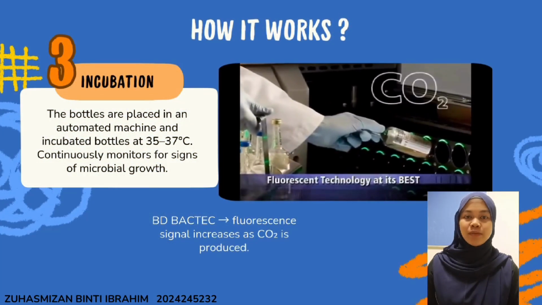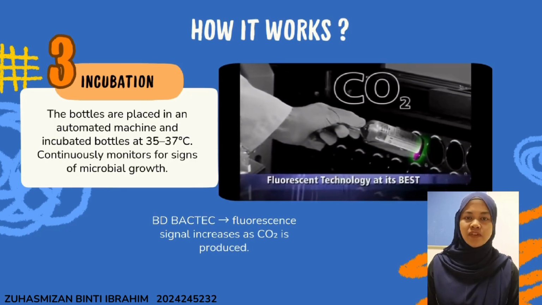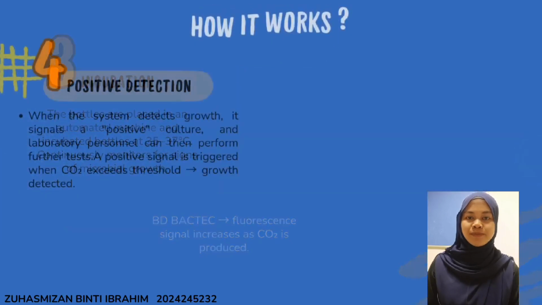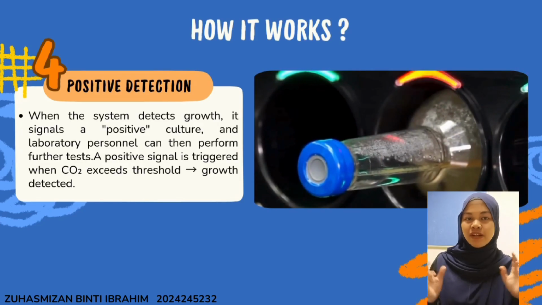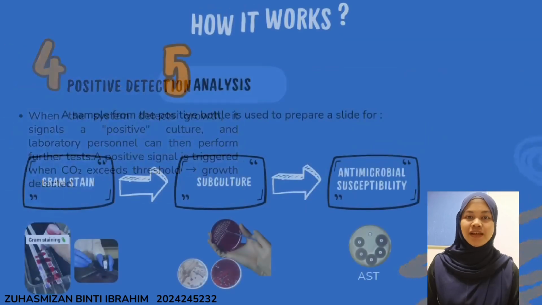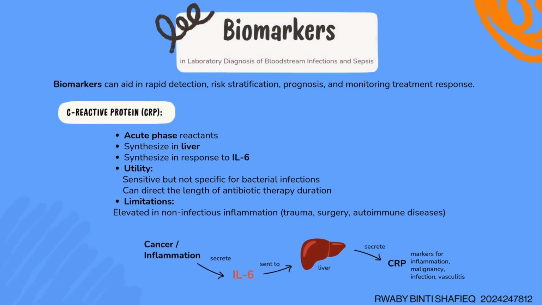Number 3, incubation. The bottles are placed in an automated machine and incubated at 35 to 37 degrees while the system continuously monitors for signs of microbial growth. Number 4, positive detection. When the system detects growth, it signals a positive culture, and laboratory personnel can then perform further tests. A positive signal is triggered when carbon dioxide exceeds a threshold that shows growth detected. And lastly, for further analysis, a sample from the positive bottle is used to prepare a Gram stain and subculture onto solid media for further identification. And lastly, antimicrobial susceptibility testing.